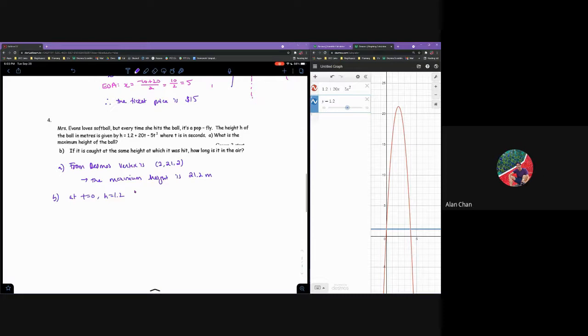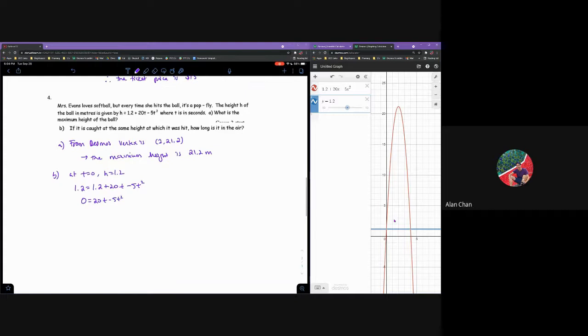So then we're like, okay, if it was hit at a height of 1.2, when does it come back to 1.2? So all you've got to do is set the equation equal to 1.2. It's your y-axis, right? 1.2 equals 1.2 plus 20t minus 5t squared. Oh, how nice, they cancel out. So minus 1.2 on both sides, you get 20t minus 5t squared. Oh my gosh, this got really easy. I guess I didn't even need to use my Desmos for this.